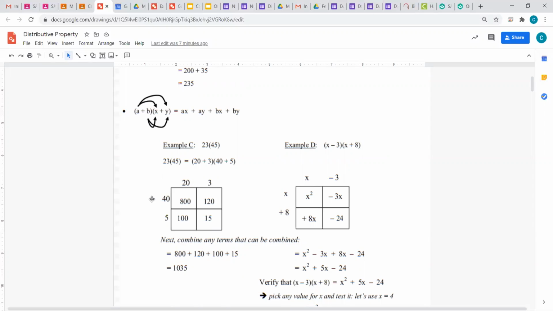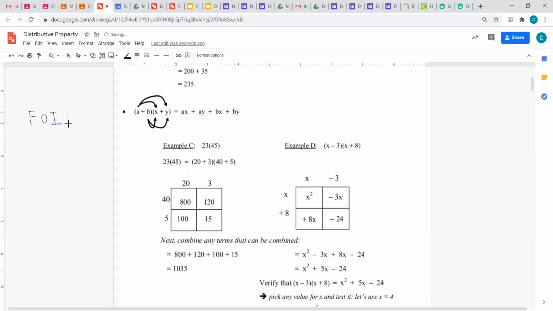So there's basically two steps. You multiply each possible combination. So again, everything here is multiplied by everything here. Then you combine like terms. And I like to mention the FOIL method, which is a good way of remembering how to multiply binomials in this way.